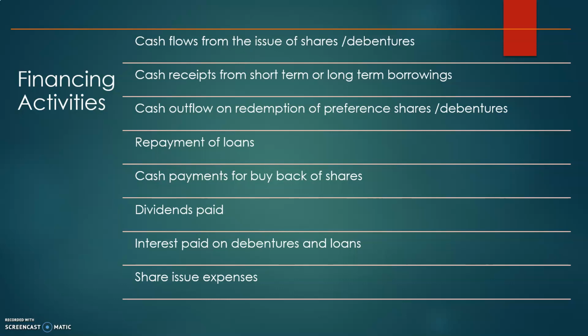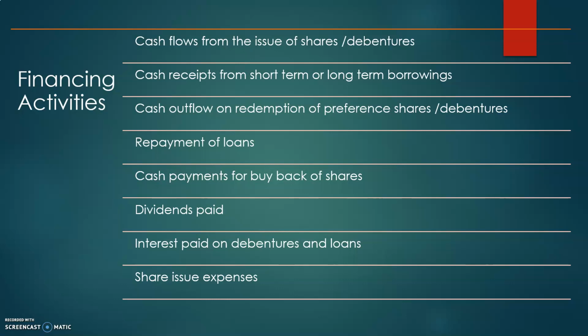Dividends paid. When we were discussing the investing activities, I told you dividends paid by the company will come under financing activities. But if you are getting dividends from investments, like when you have invested somewhere else, that will be categorized as investing activities. Next is interest paid on debentures and loans. Same way, when we are paying out interest payable on debentures or loans, that will come under financing activities, cash outflow. Share issue expenses, that is directly related with raising of capital, no? So share issue expenses will also come under financing activities.